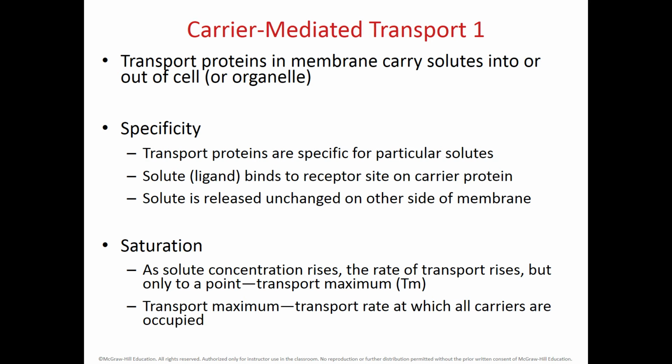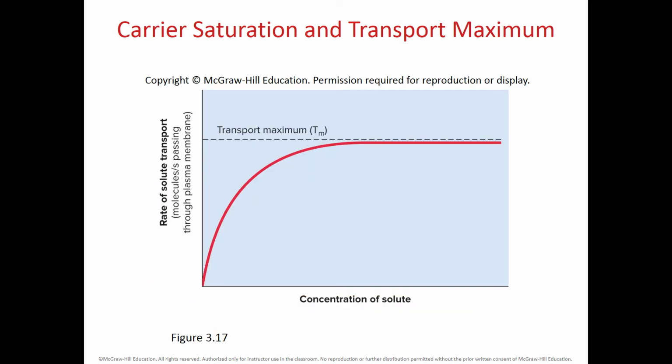Now the solute will also be known as the ligand, and this will bind to the receptor sites on the carrier protein, and then the solute will be transported unchanged to the other side of the plasma membrane. And when you saturate all your transport proteins, you will decrease the rate of transport. So this is what we call the transport maximum, which is the transport rate at which all the carriers are occupied.